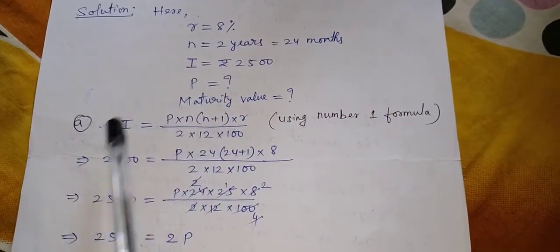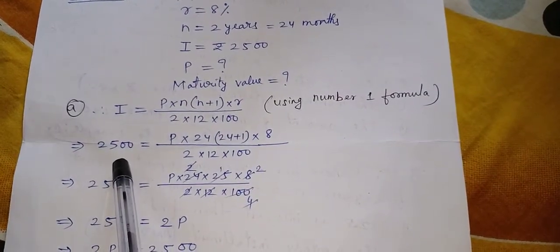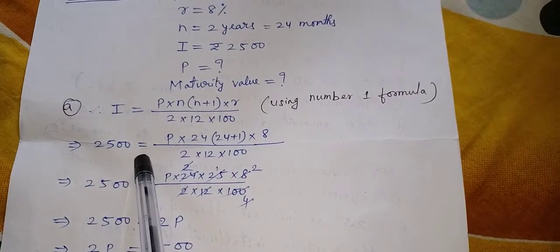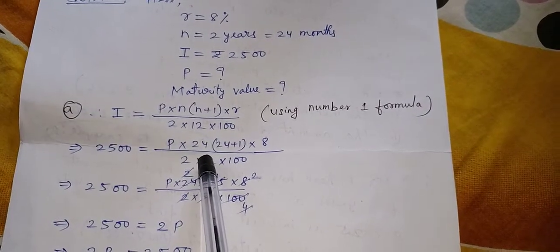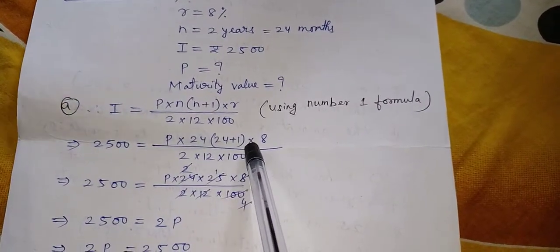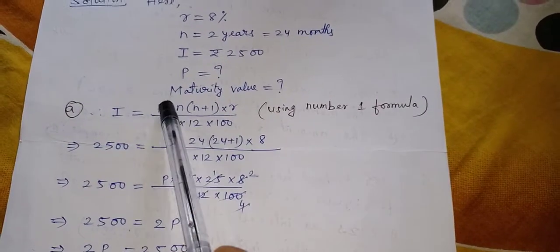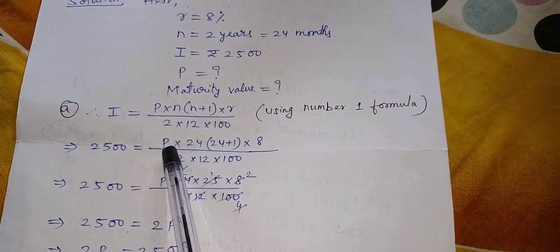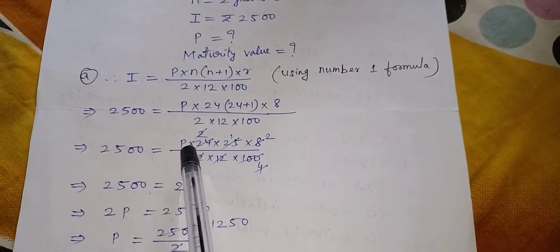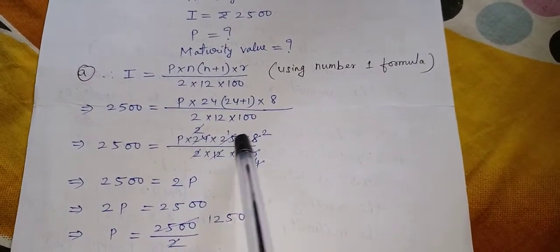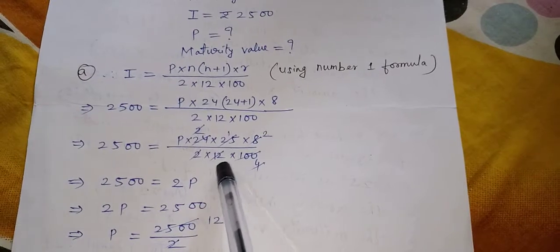Now here I am using this formula because I have the value of interest, and the value of interest is rupees 2500. So I have put the value equal to P, which is unknown to us, so I wrote P only, into n is 24, and in bracket 24 plus 1 into r value is 8. So I am putting the respective values here, and only P was unknown to me, so I wrote P here, and 2 into 12 into 100. Now same, 2500 equal to P into 24 into 25 into 8. Why 25? Because 24 plus 1 is 25, by 2 into 12 into 100.